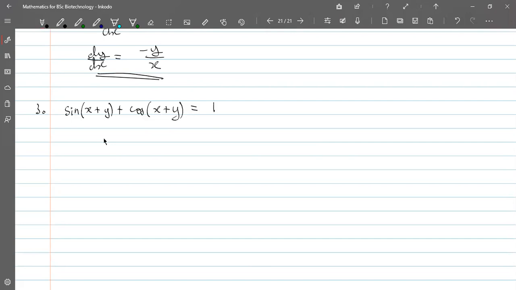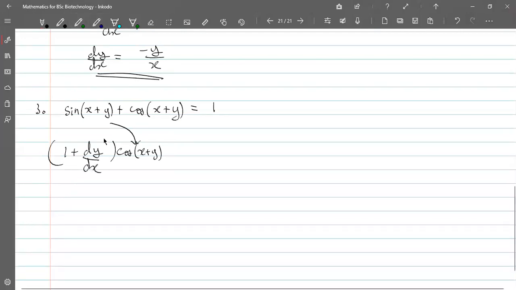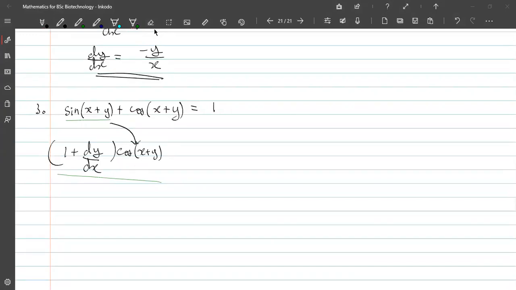So you get by chain rule, what is the differentiation of sine? It is cos. So this is cos of x plus y. And then chain rule. So differentiation of x plus y with respect to x? 1 plus dy upon dx. So is this first term clear? How we get this? When you differentiate sine of x plus y, this becomes by chain rule 1 plus dy by dx times cos of x plus y.